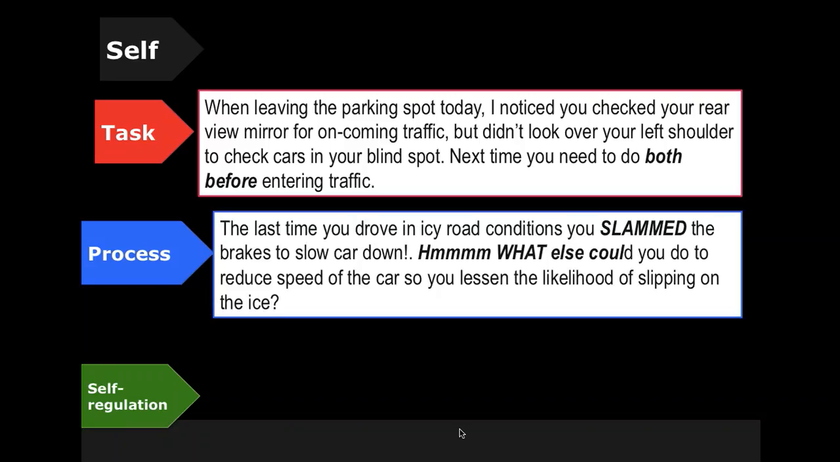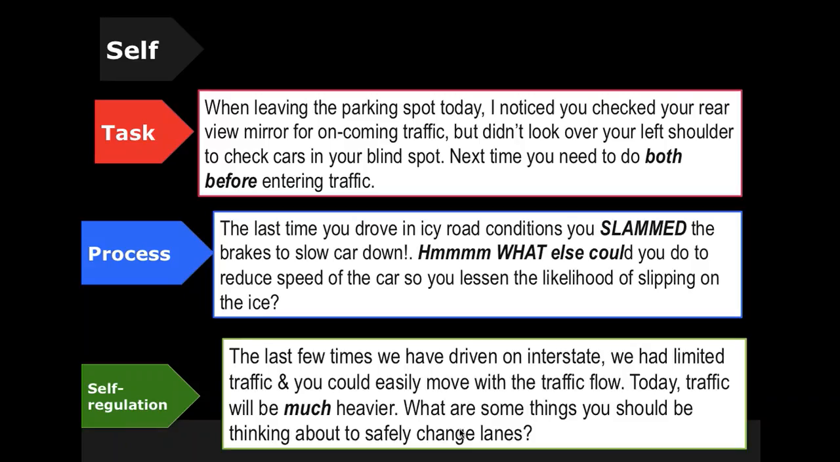It's nice to know that the left pedal actually does stop the car, and you slammed on the brakes to do that. That's good. What else could you be thinking about next time you're on ice? Okay, we've been going on the interstate a few times. We've done it on Saturday mornings. About to go into rush hour traffic. What should you be thinking about?